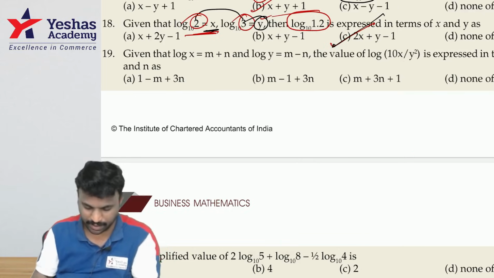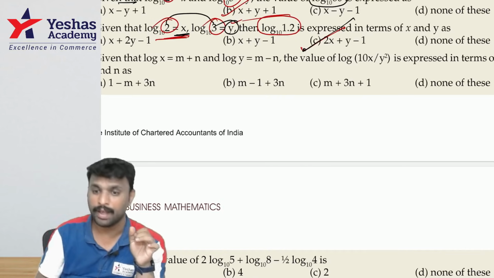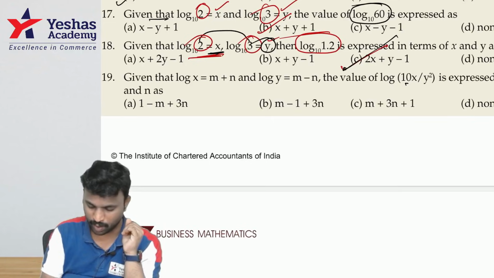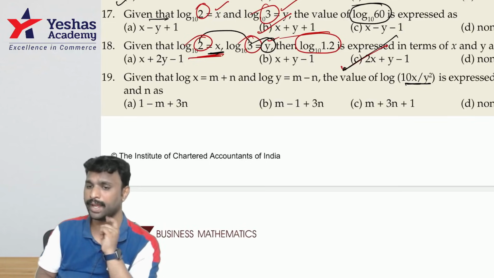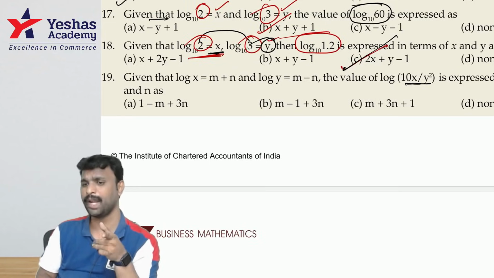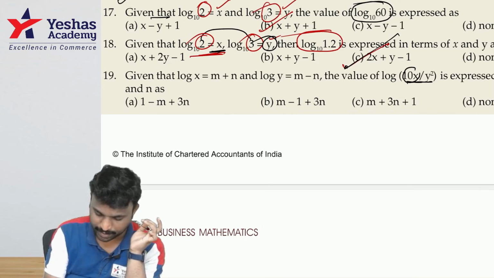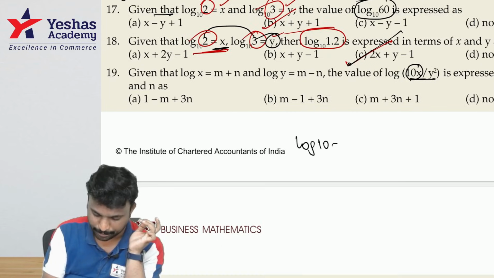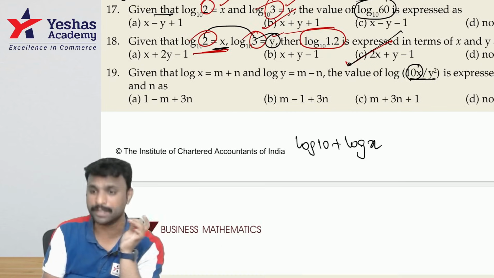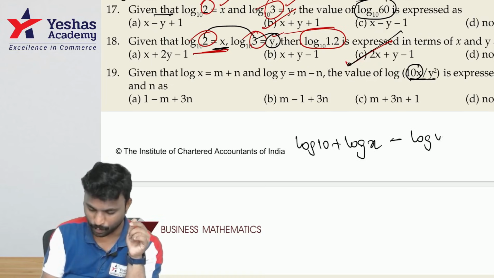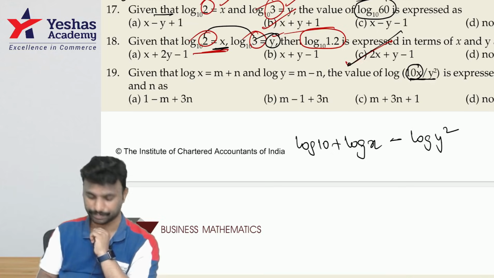Question number 19. You're given log x value, you're given log y value, and you're asked to find log of 10x by y square. Guys, whatever is multiplied within the log becomes addition, and whatever is divided becomes subtraction. So log 10 into x becomes log 10 plus log x, isn't it? And divided by y square becomes minus log y square. Is it clear?